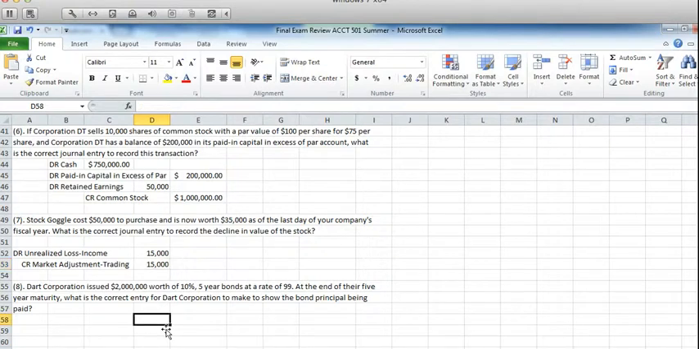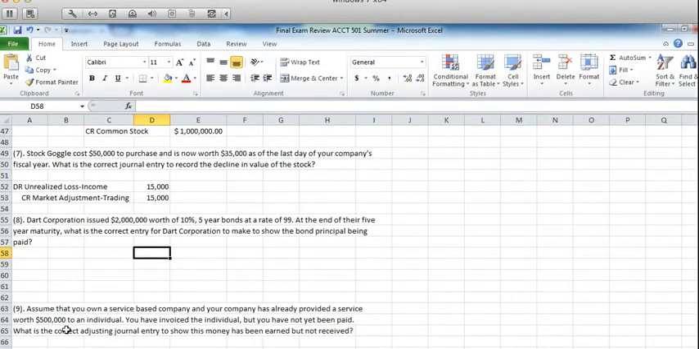Okay, number 8. Dart Corporation issued $2 million worth of 10% 5-year bonds at a rate of 99. At the end of their 5-year maturity, what is the correct entry for Dart Corporation to make to show that the bond principal is being paid?